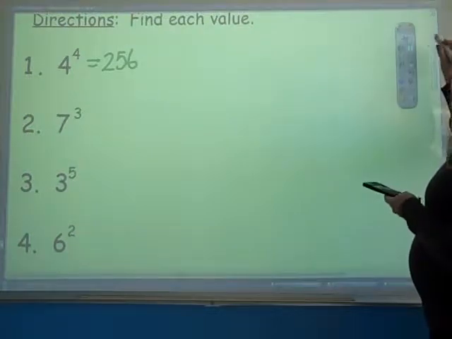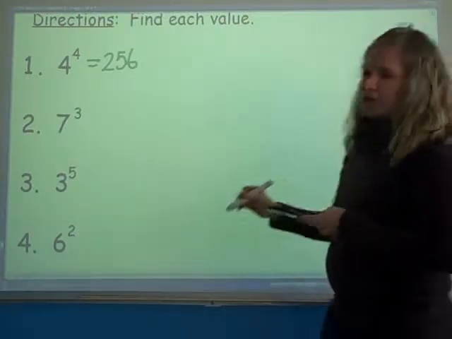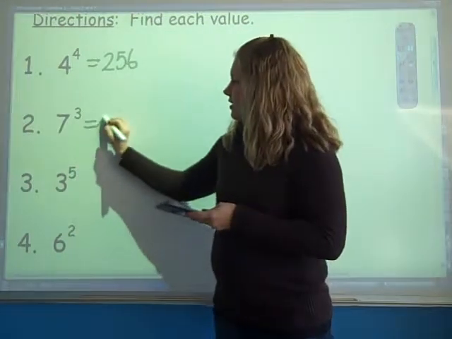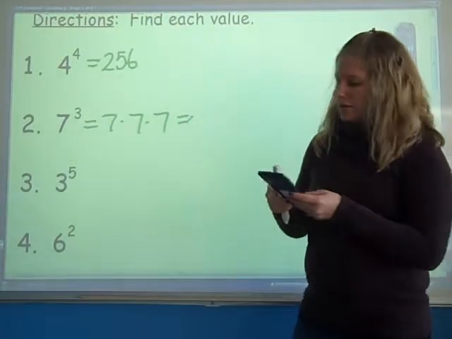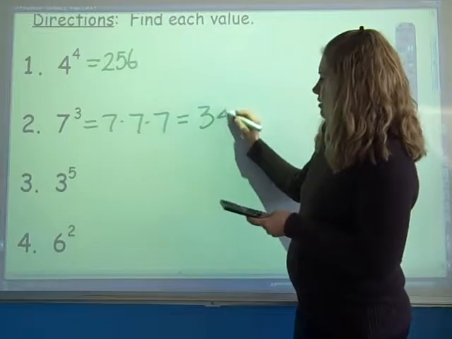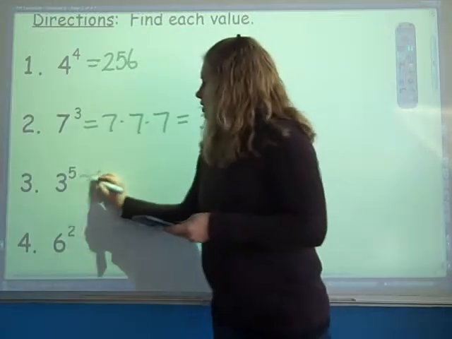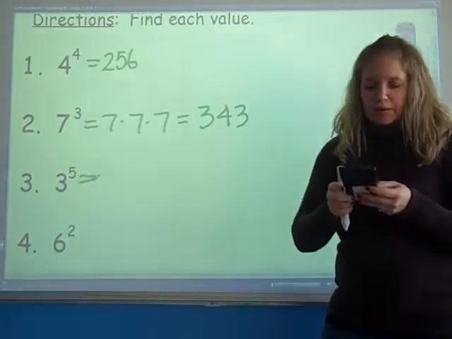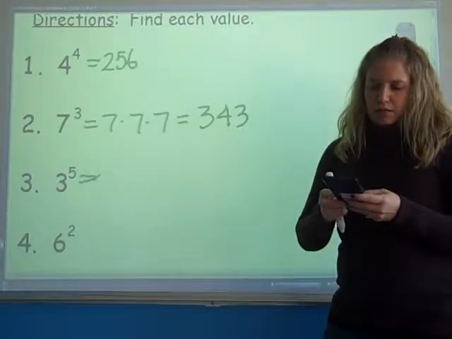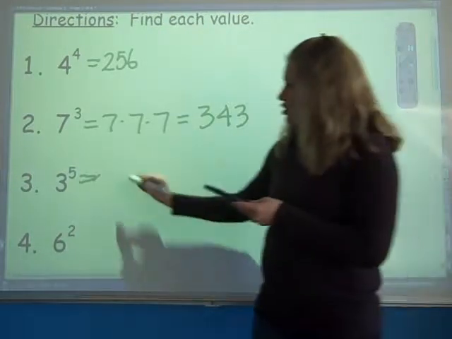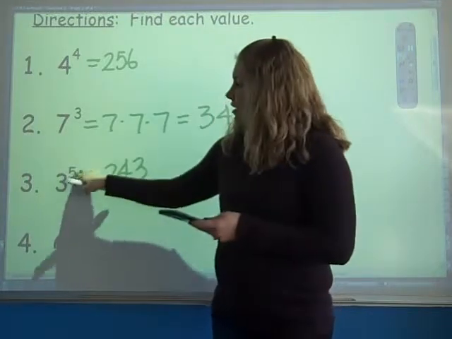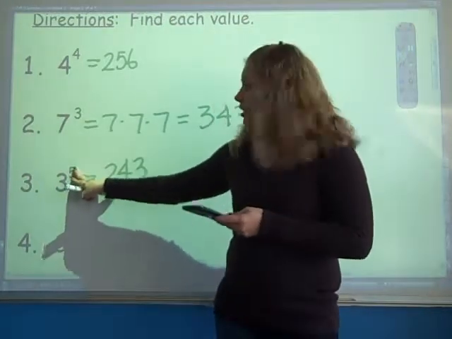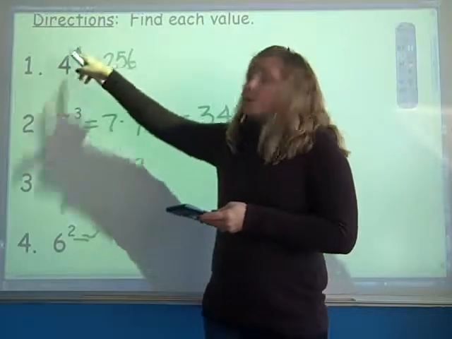I'll do number 2 and 3, and you can do number 4 on your own. This means 7 times 7 times 7, which is 343. 3 to the 5th, we were just talking about what that means. You get 243.